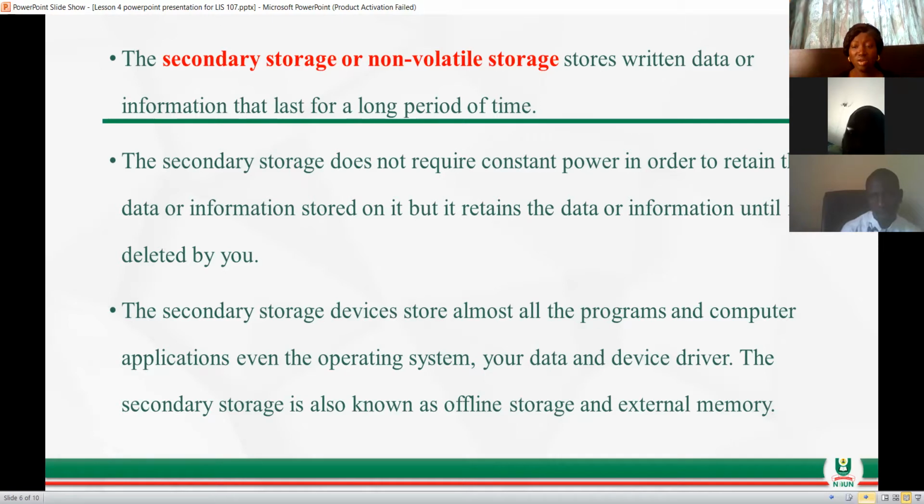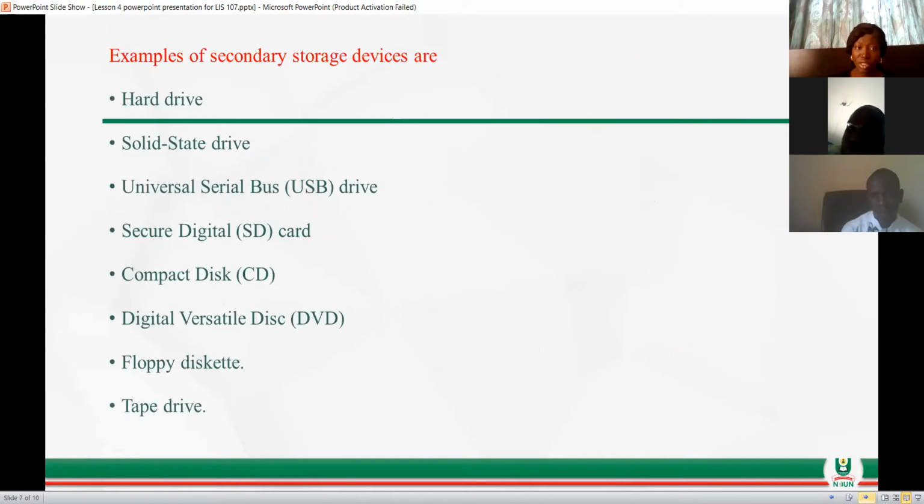your data, your device driver. It is the secondary storage. You can also call it the offline storage and external memory. So for the secondary storage, it is embedded in the computer system. It's also external. So I'll give us examples of secondary storage devices.